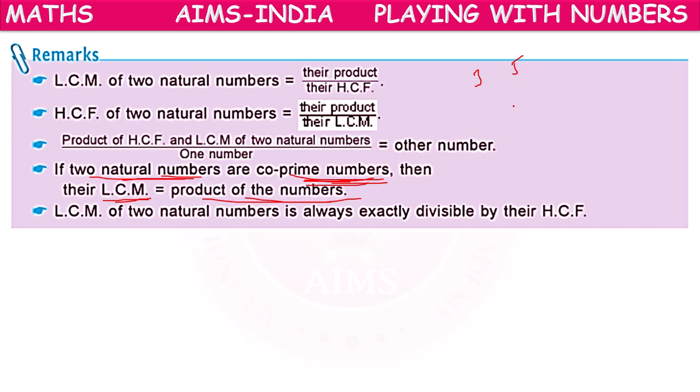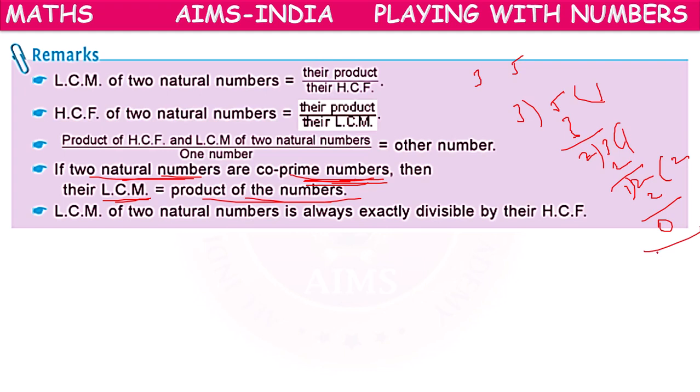What is their HCF? 3, 5. 3 1 is 3, 2 3. 2 1 is 2, 1 2. So 1, 2 times 2, 0.